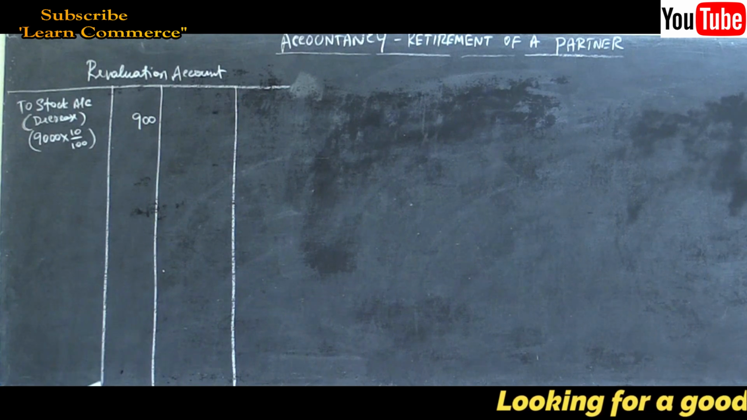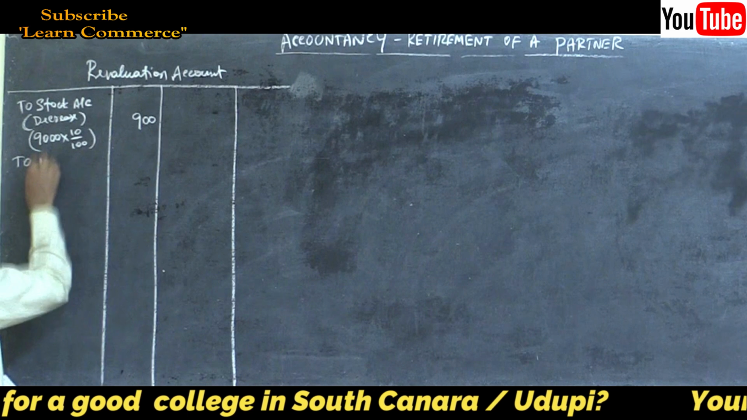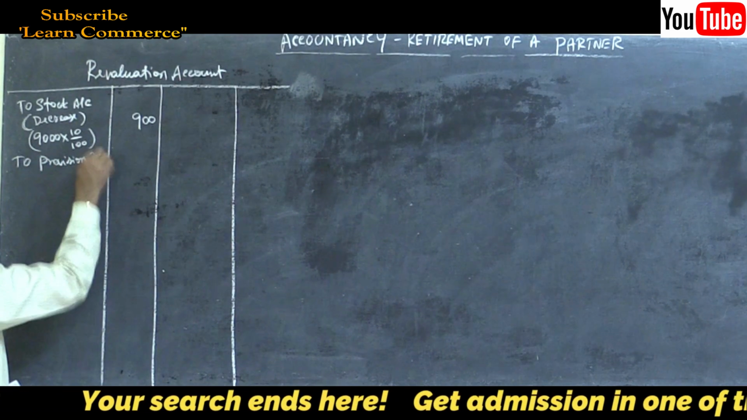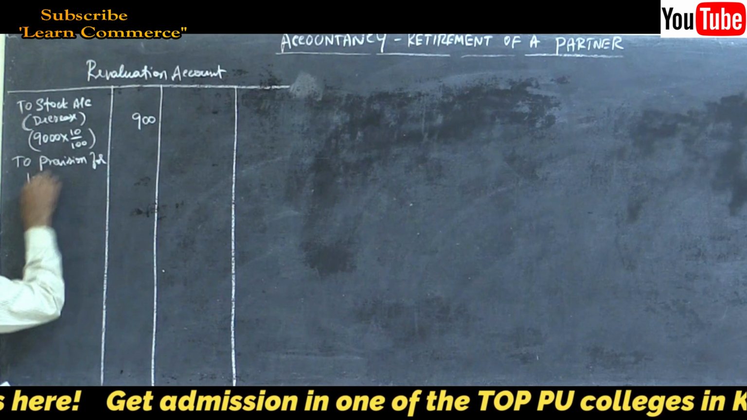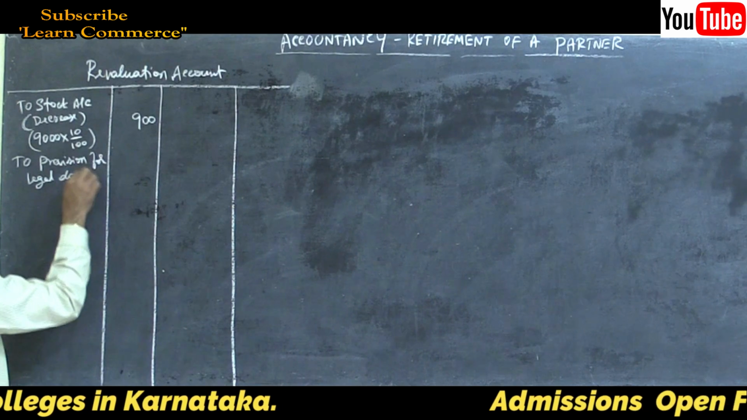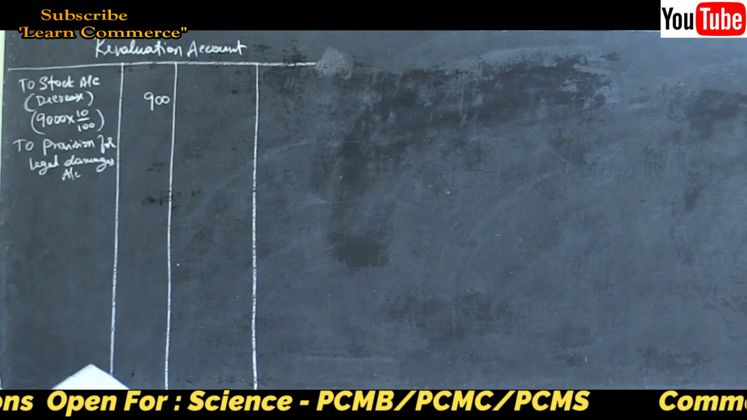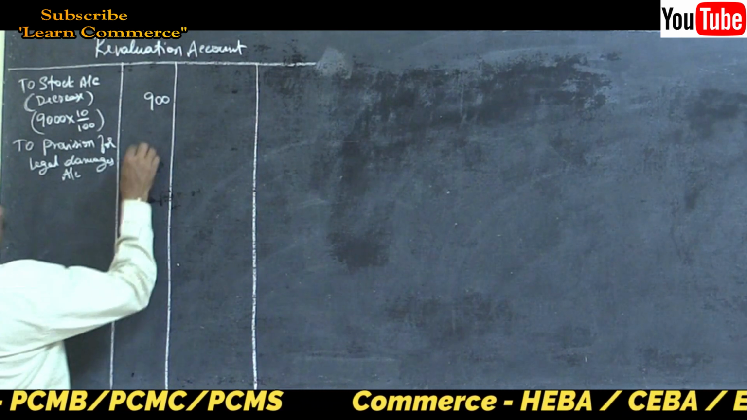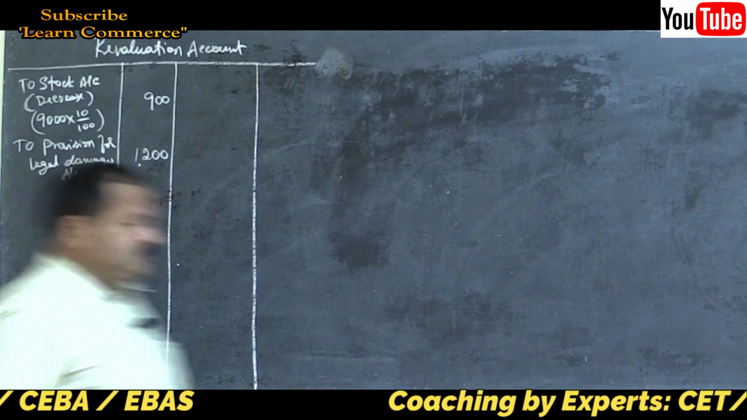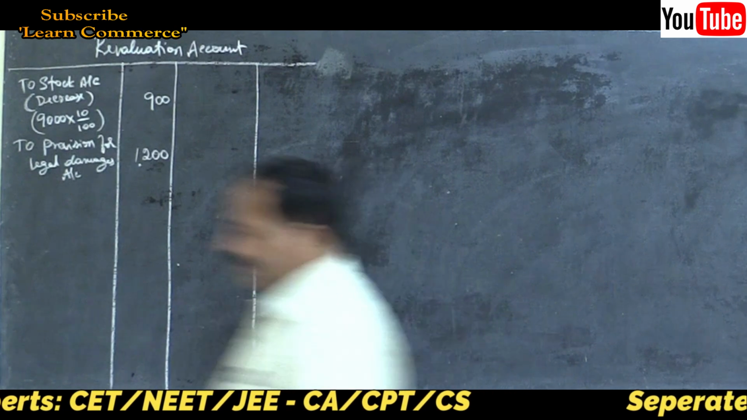Then, provision for legal damages account. Legal damages. How much? They told you very clearly, 1,200, right? Write that amount. What else? Nothing on the debit side. Move on to the credit side.